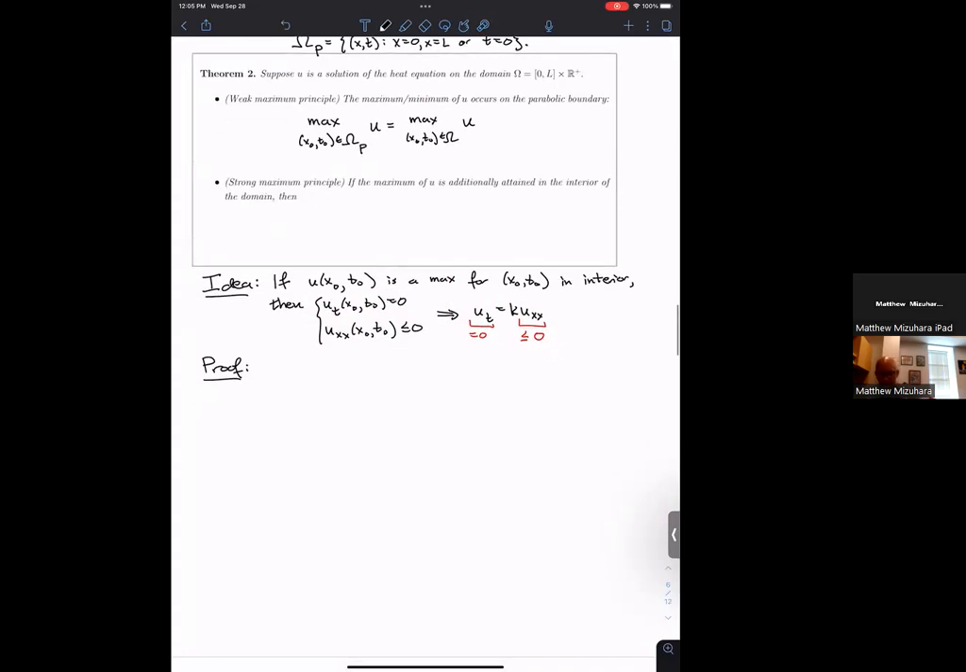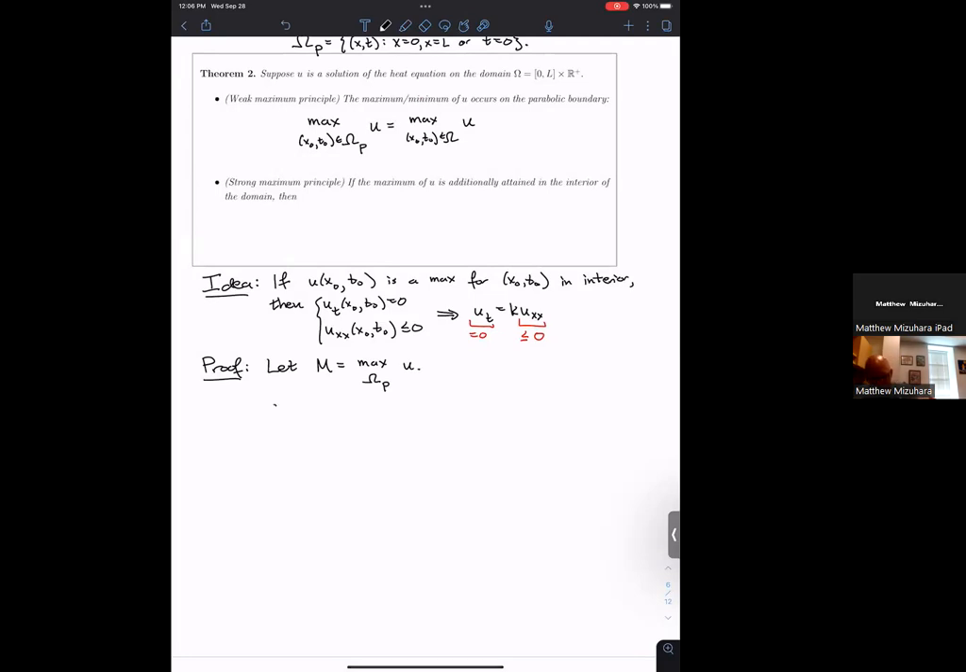So, proof. First, let's set up some notation, a reformulation of the theorem statement to make it a little easier to work with. Let M be the max over just the parabolic boundary of U. So I consider all the parabolic boundary, think about what U looks like on all those parts, and let M be the max on just those three sides of the domain.